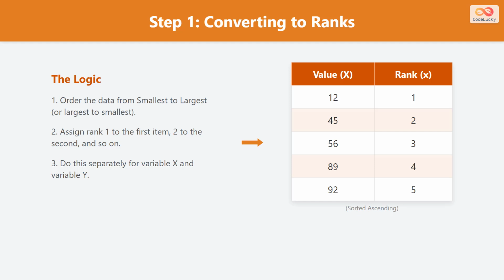The first step in our calculation is to ignore the raw values and look at their rank. We order the data from smallest to largest. The smallest value gets rank 1, the next gets rank 2, and so on. We do this independently for our two variables, x and y.